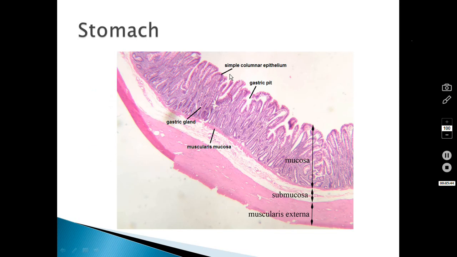So here again, simple columnar epithelium in the mucosa. So this is all mucosa. You can see the muscularis mucosa here underneath. We've got all our little gastric glands that are secreting mucus and pepsinogen for digesting proteins, and hydrochloric acid that makes our stomach acid. Below our mucosa is our submucosa, so that's this area here, and then our muscularis externa.